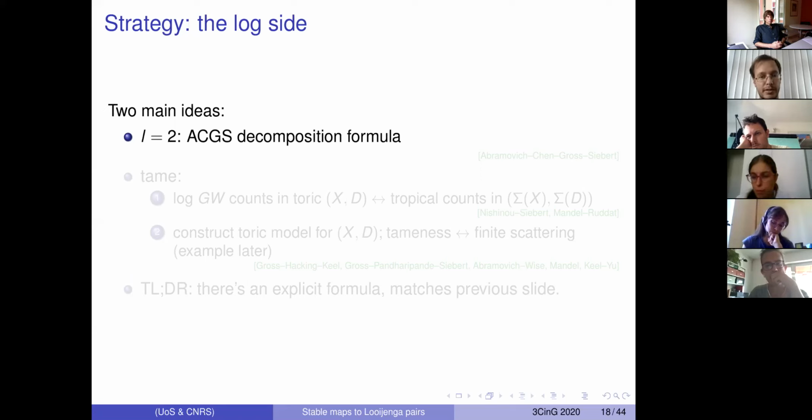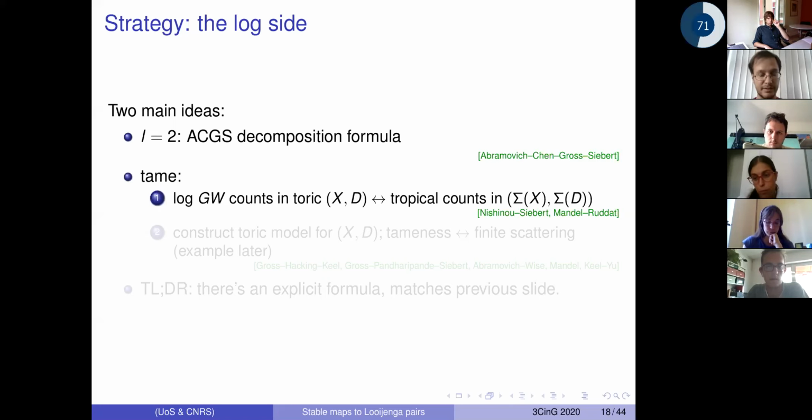And the two component case can be analyzed using the Abramovich-Chen-Gross-Siebert decomposition formula applied to a suitable semi-stable modification of the deformation to the normal cone of D inside X. And there's a vanishing theorem that allows to pin down exactly one type of contributions in the formula. And this is seen to give exactly the local result with a predicted factor by Van Garrel, Graber, Ruddat.